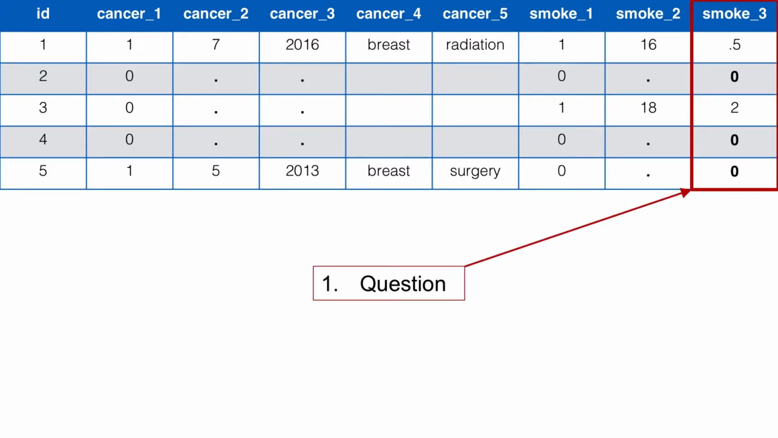When there's a skip pattern, you need to think about your specific research question. Is it affected by the skip pattern? In the previous example, we saw how the skip pattern had to be accounted for when we were interested in knowing something about all the people in our target population, but not if we were only interested in the subset of our population that smoked.